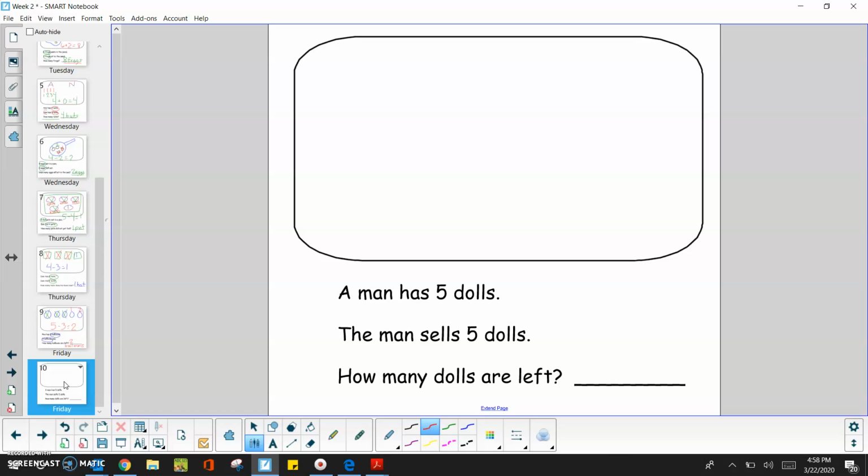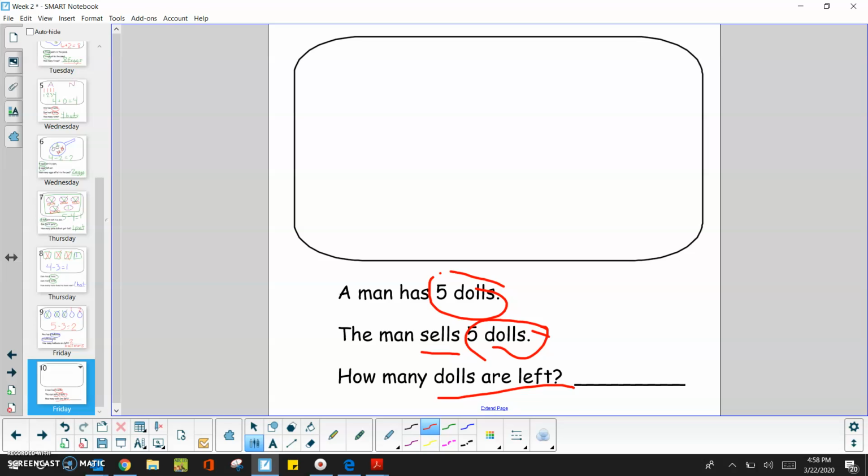So let's read this one together and think about it before you guys get started. A man has 5 dolls. The man sells 5 dolls. How many dolls are left? Let's highlight our important information. We have a man, he has 5 dolls, and then we know that he sells those 5 dolls. And we want to know how many dolls are left.